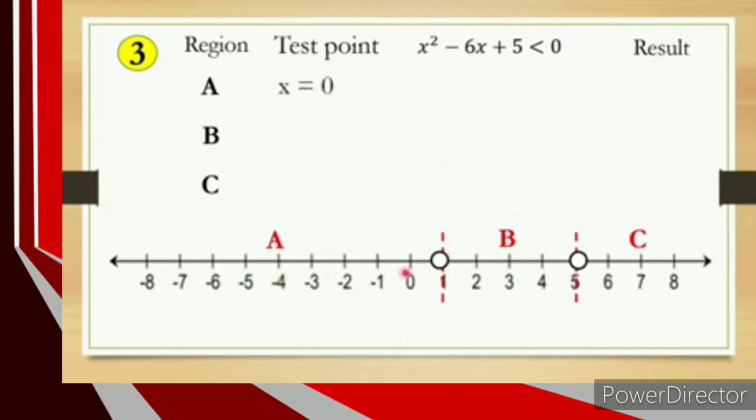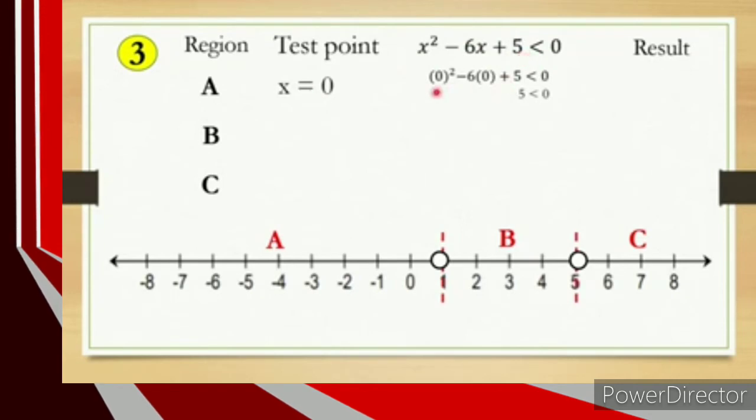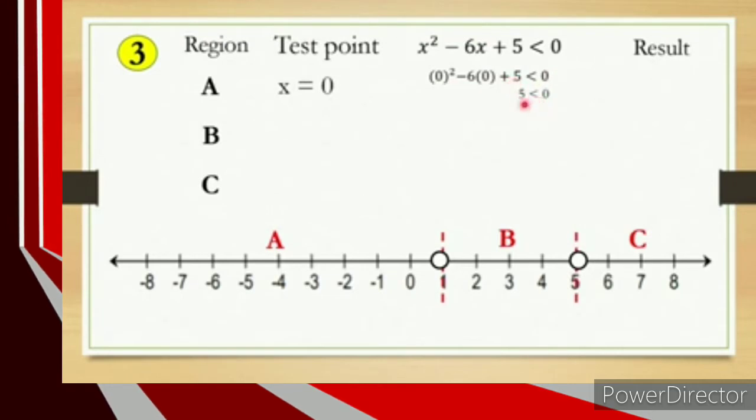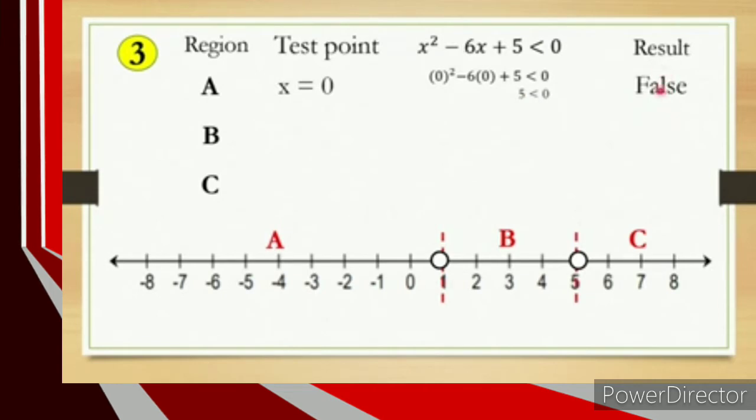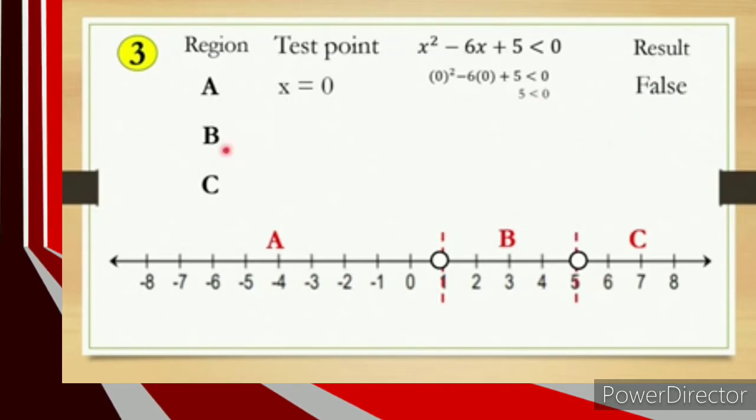Then substitute it to the original inequality. So we have x squared minus 6x plus 5 is less than 0. Then substitute. So 0 squared minus 6 times 0 plus 5 is less than 0. Then simplify. 0 minus 0 plus 5 is less than 0. So the answer is 5 is less than 0. The result is not true. Why? It is because 5 is greater than 0, not less than 0. Meaning, all points in the region are not part of the solution set.